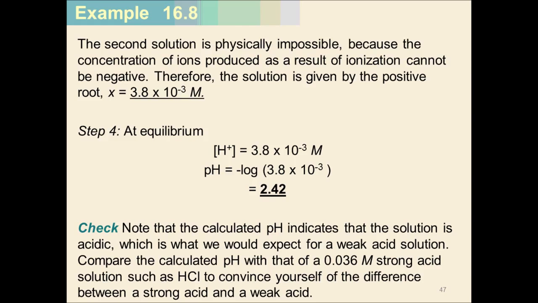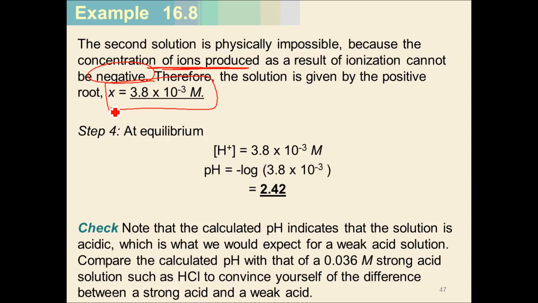Then, the second solution is physically impossible, meaning you cannot have a concentration of ions produced as a result of ionization to be negative. So you drop the negative number. And so now x is 3.8 times 10 to the minus 3rd molar.